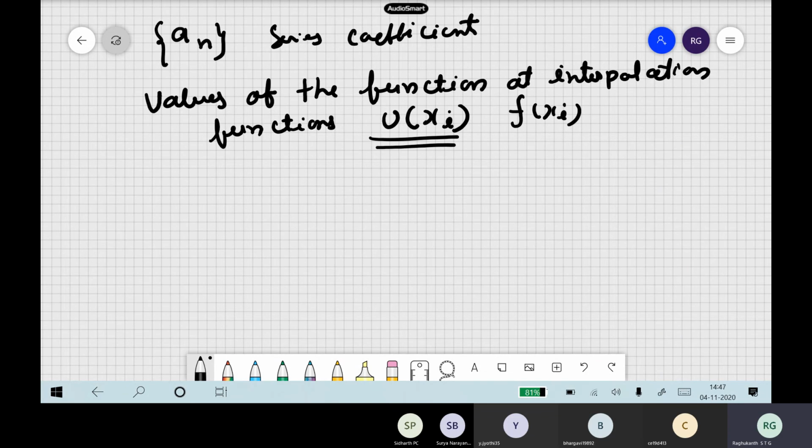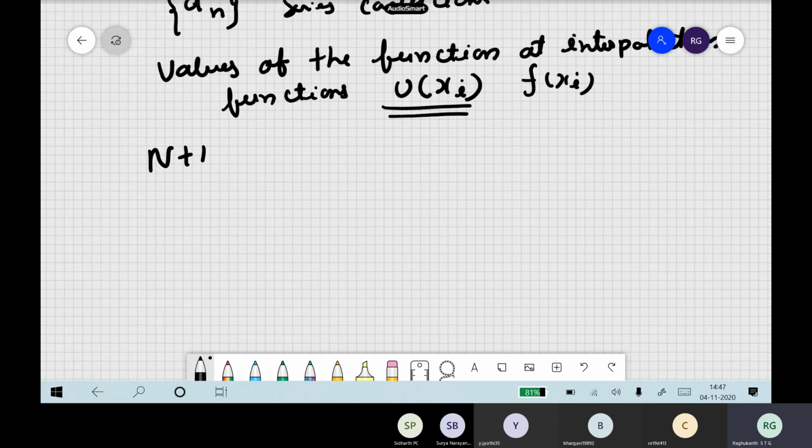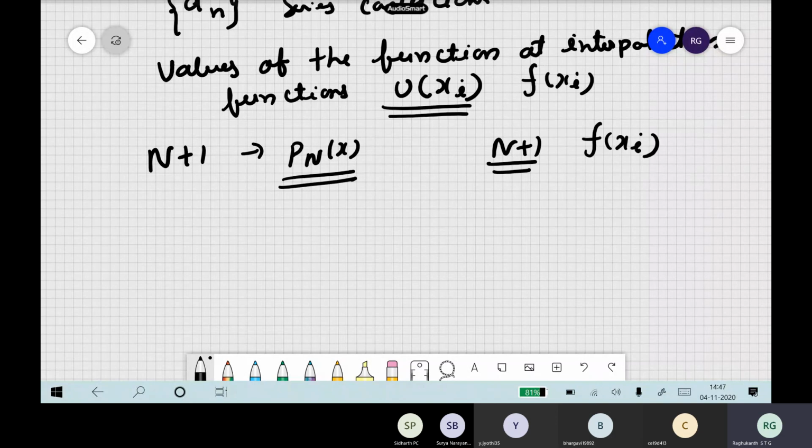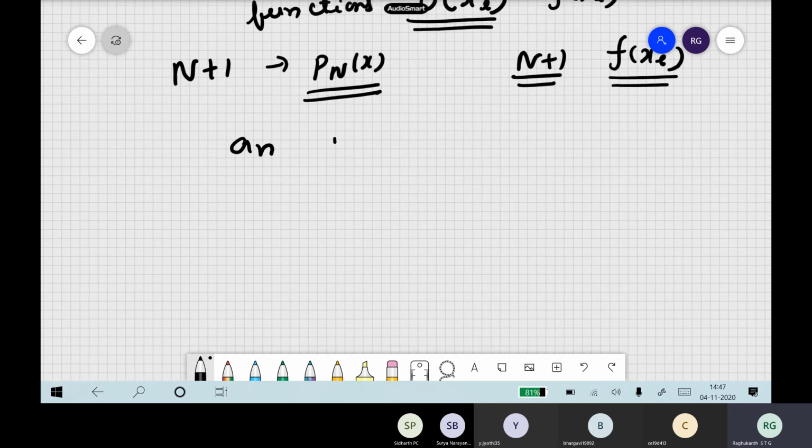For example, if you have n+1 coefficients, say if you have pn, n+1 coefficients are there, that means you want n+1 functional values also, f of xi. So you equate these two and then you try to find out x. Instead of that, why do you want to do all these things? Directly we can solve in terms of the function values itself. This is where the cardinal functions come into the picture. So whether to go for an or the function values itself, both of them can be explored.